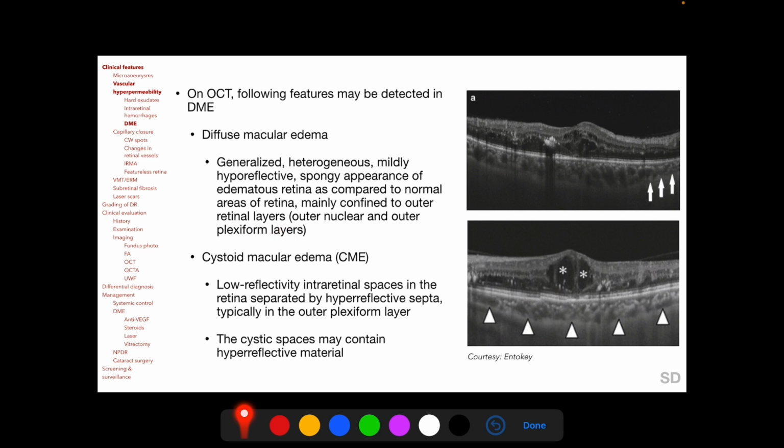plexiform layers. Cystoid macular edema refers to low reflective intraretinal spaces being present in the retina separated by hyperreflective septa, and typically they are present in the outer plexiform layer. These cystic spaces may occasionally contain hyperreflective material.